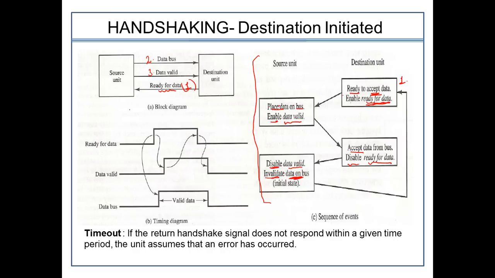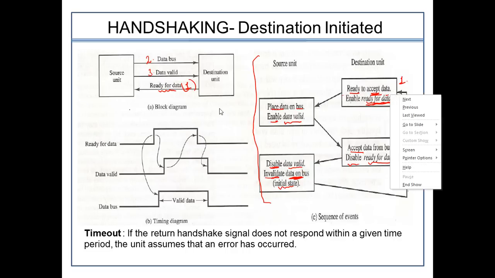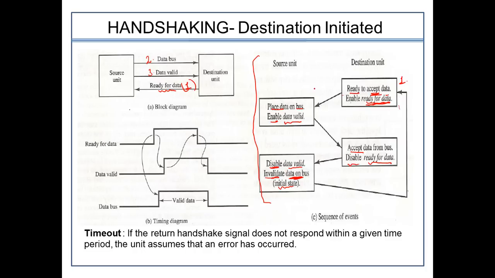So accordingly, if the source is now ready to send data, it will again start from its initial state and send the signal to the destination that now I am ready to send the data, and will place the data, and this is how the entire communication will start.